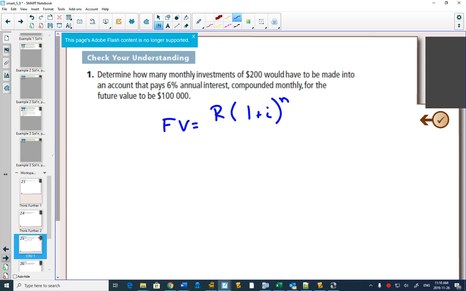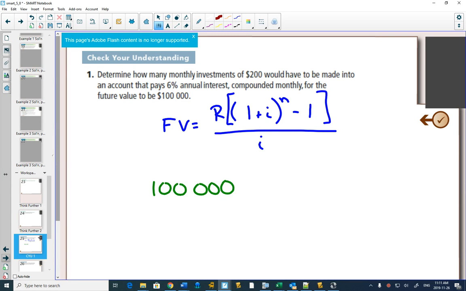1 plus I to the n minus 1 square bracket here, all divided by I. And on the exam, they would explain what each of those things mean. So your job is to take the information in the question and be able to put it into the equation. So we want the future value to be $100,000. We're doing regular investments of $200.